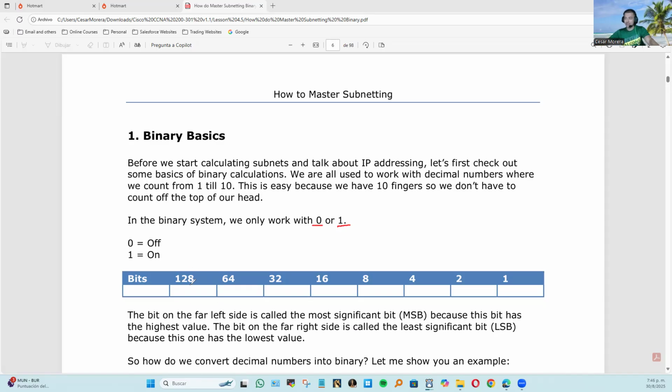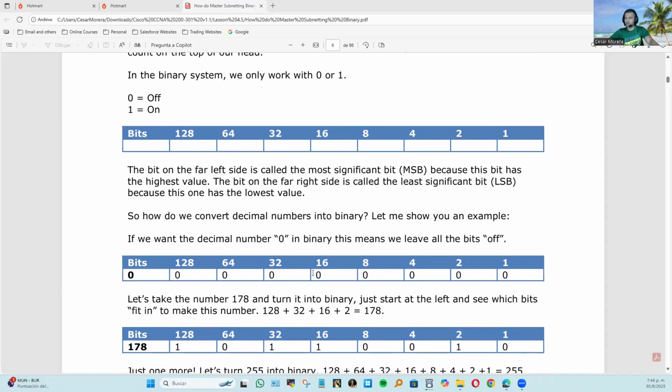So if we fill out this table with ones and we do the sum, we add all these numbers together, we will be getting a value of 255. That is the value that we will get after doing the addition of all these numbers, just for you to be informed. Now, let's continue.